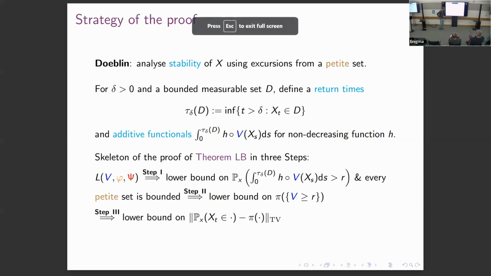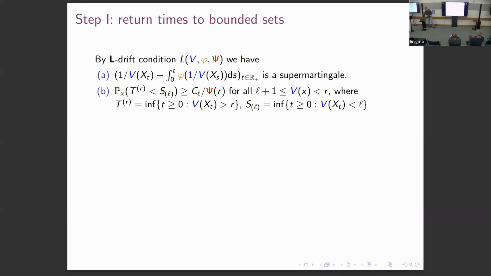In some sense, step 2 is believable if you believe that everything for a continuous time process is the same as for discrete time processes. And step 3, you'll see, is very direct. So really the problem is step 1. So how do you go from this strange transformation 1 over V to general bounds on these excursions? So again, this is the condition. This is the strict condition.